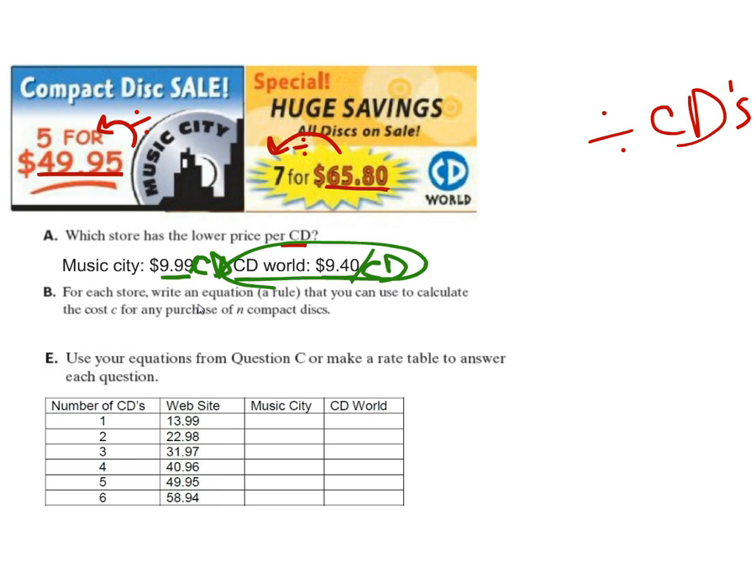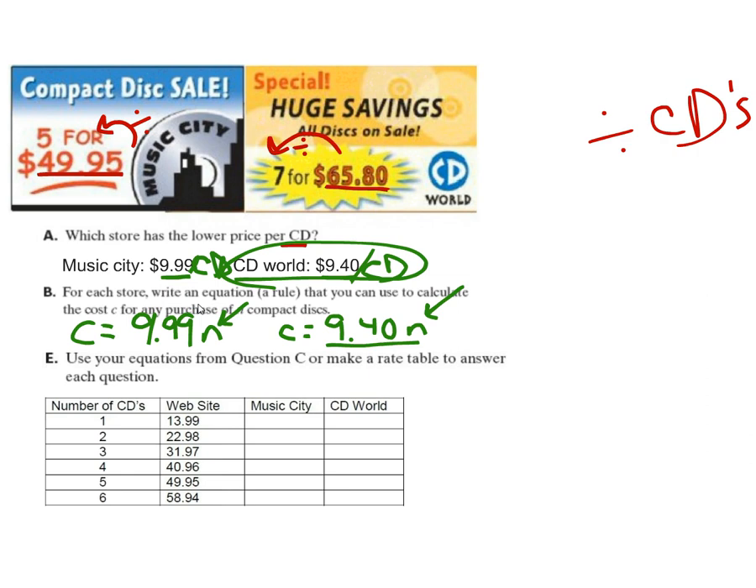For each store, write an equation, a rule that you can use to calculate the cost. Okay, so we're going back to equations here. If I were to build these equations, it would be the cost, C, equals $9.99 times N. So if I want to find 2, 3, 10, I would just replace that for N, just like we did with variables and patterns, and the same with CD World, $9.40 times N, building that equation.